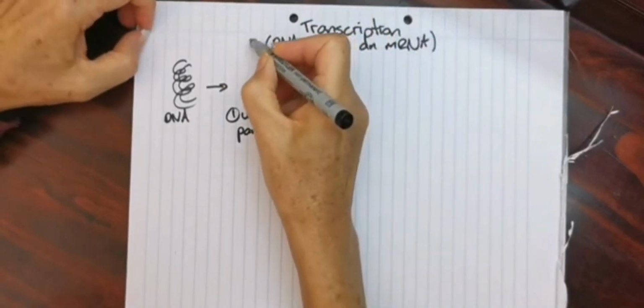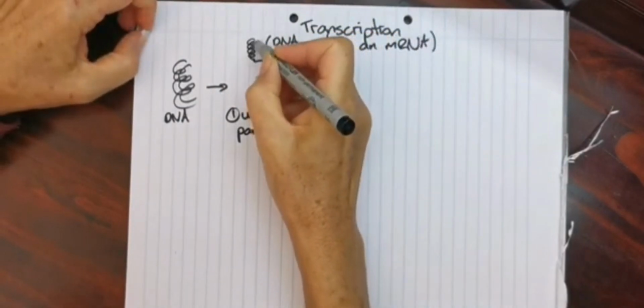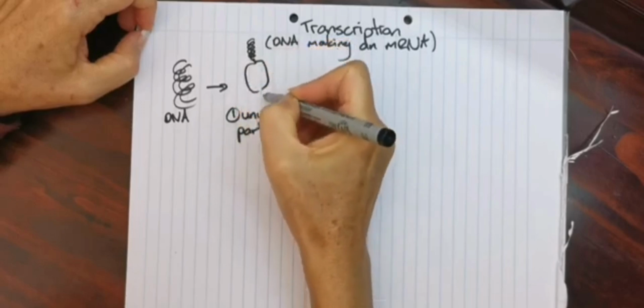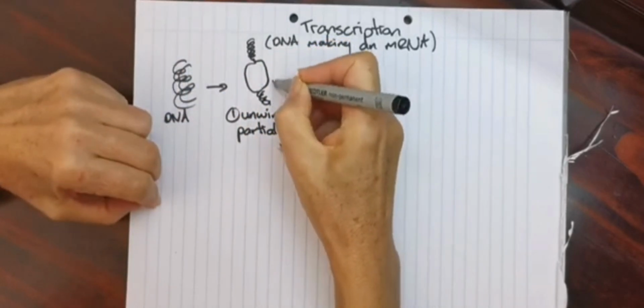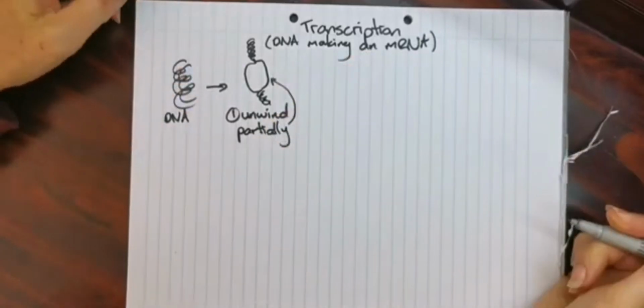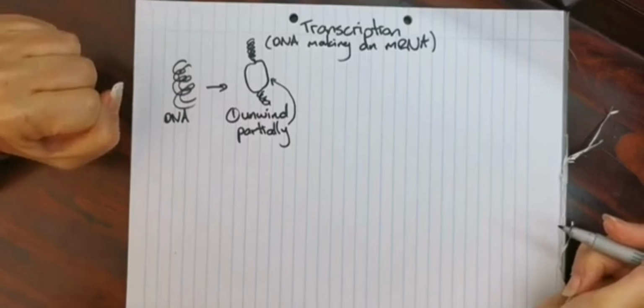When it unwinds in a little section, it looks like this. It's going to be windy, windy, windy. A section opens up, and then wind, wind, wind. So only a little part of it opens up, not the entire DNA strand. Just a section, partially, it unwinds.